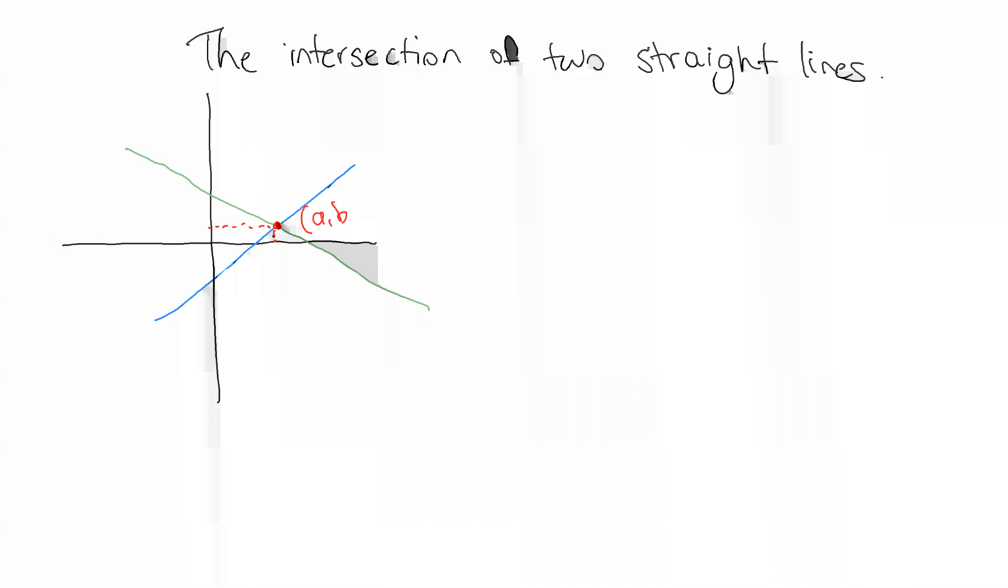So that could be A and B. I'm going to put in this case the coordinates of these two lines where they meet. So that's what we're actually doing. We're finding the intersection of two straight lines where they meet, and we're going to represent this in terms of coordinates.